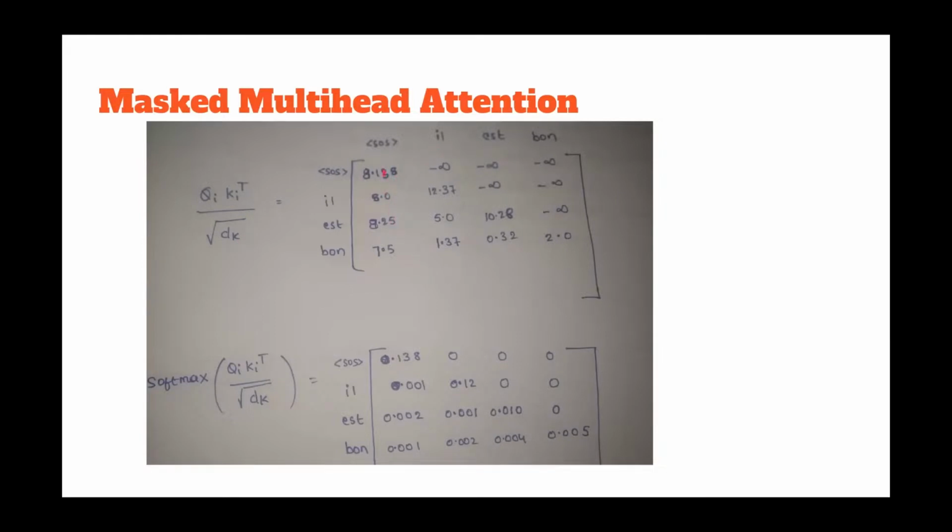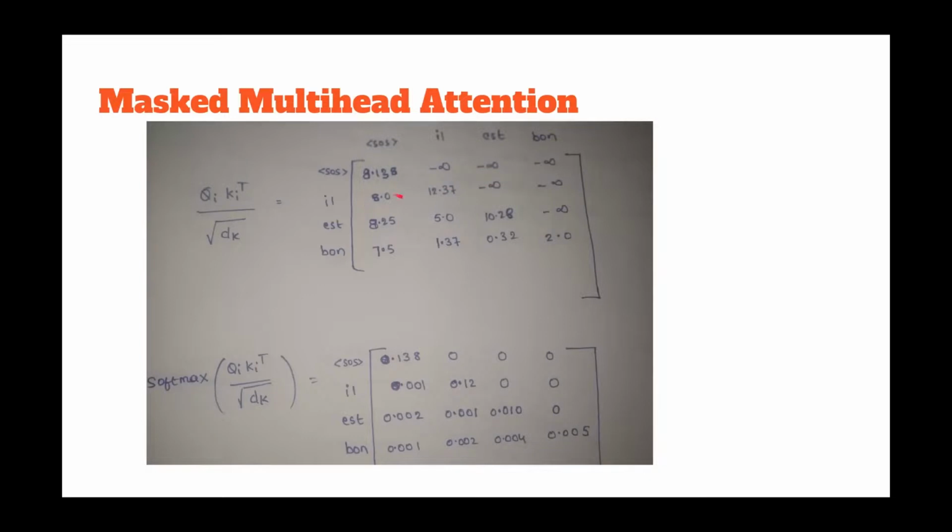Now at time step one during the testing phase, we'll only look at the tag SOS, but the model won't look at IL, EST, and BON. It should actually predict IL. So in order to incorporate these changes in the training as well, when the model sees the SOS tag, we will mask all the other tokens to the right of SOS, setting them to negative infinity.